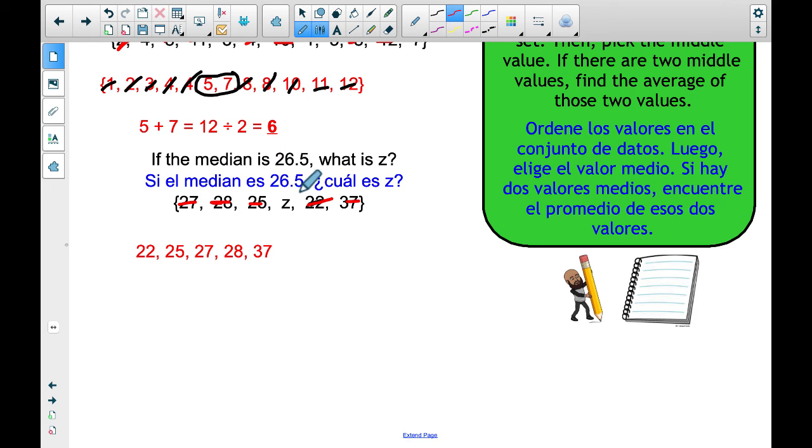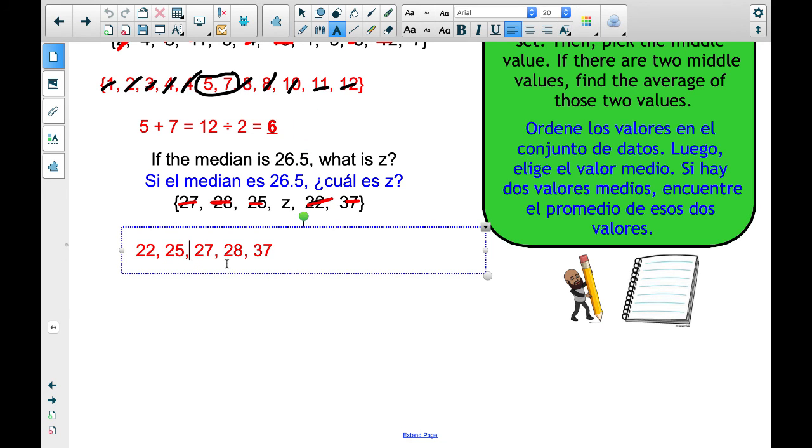Now the median is 26.5. So this is what I'm thinking here, okay? 26.5 is directly between 26 and 27. So when I assign a value to Z and put it in here, I'm going to end up with 6 total data points. So that's going to be an even number, so there's going to be 2 middle numbers. Because I need 26.5 to be my middle, I know Z is going to have to be 26.